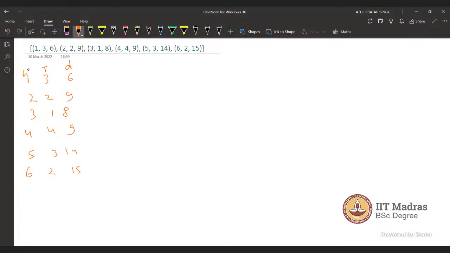So we will first sort these activities according to the deadline time. So first we will sort. So which is the smaller value? This is 6. Okay, so 1 3 6, and the next one is 3 1 8. Next is 2 2 9, 4 4 9, and 5 3 14, and 6 2 15. Okay, so after that, yes, okay, correct.